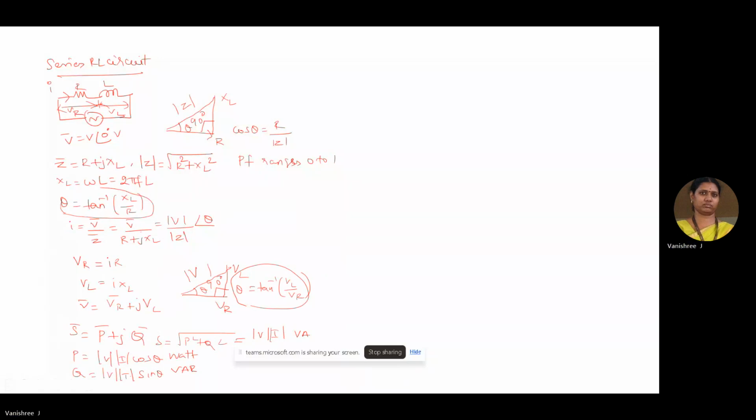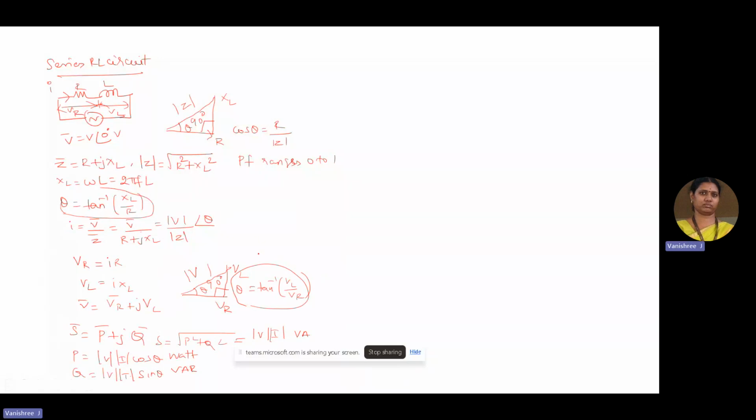So right from the beginning, we have been seeing what the impedance is, what the magnitude of the impedance is, what the phase angle is, how to determine the value of current, what the voltage drop across the individual elements R and L is, then how to construct a voltage triangle and impedance triangle based on the equations. And finally, we have seen the power. It is the real power P which we experience in our day-to-day life.